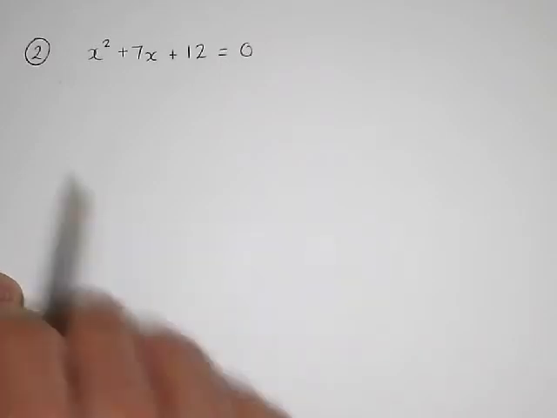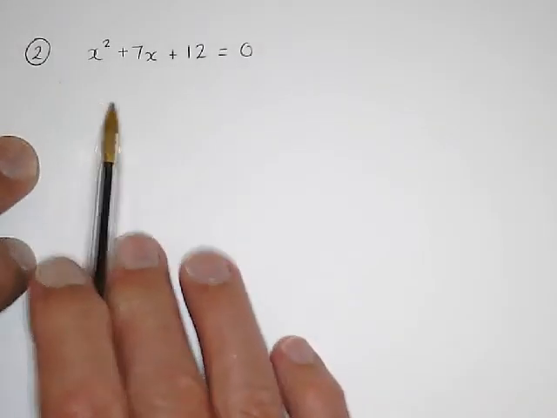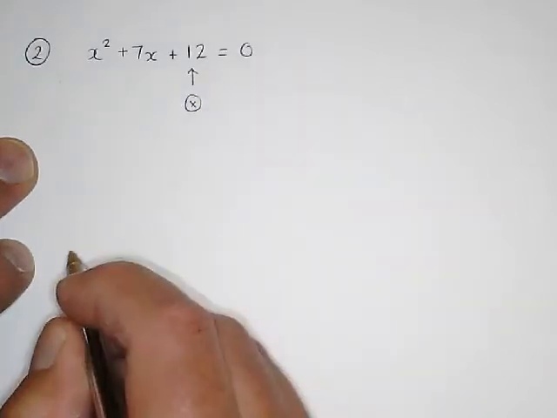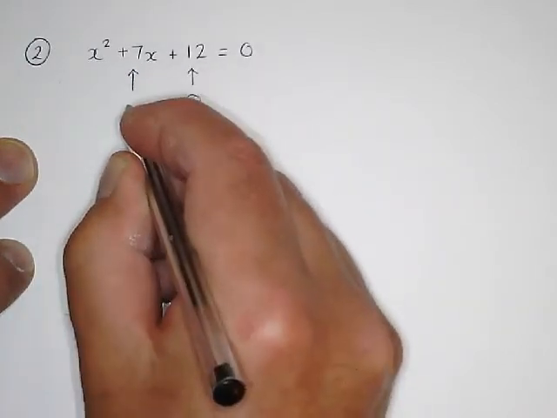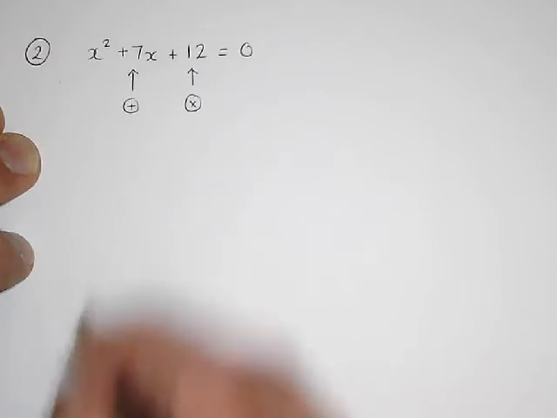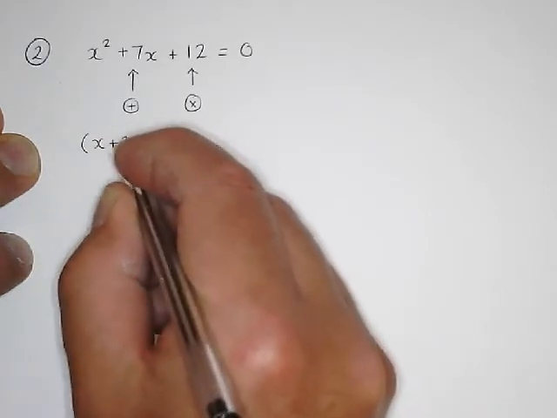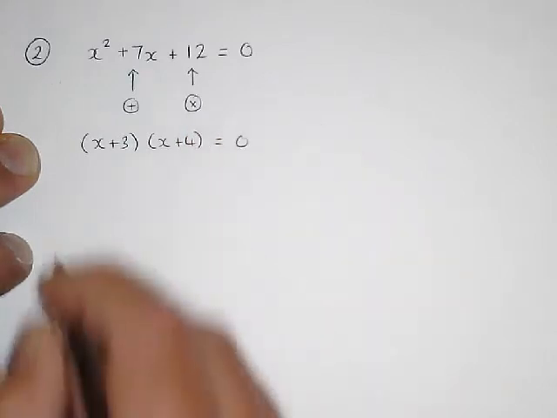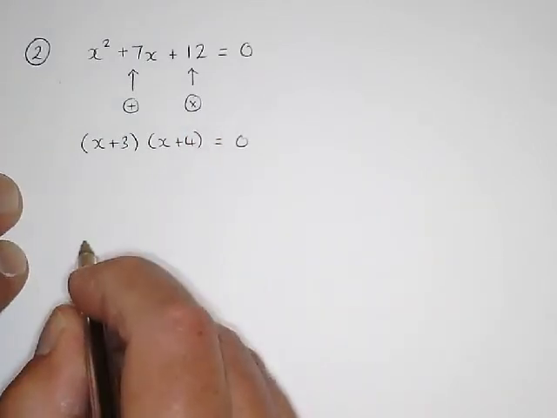Question 2, we've been asked to solve this equation. So what we're looking for is two numbers that multiply to make plus 12, and the same two numbers have to add to make plus 7. And the two numbers we're looking for are a 3 and a 4. So we put those two numbers in our brackets, x plus 3, x plus 4 equals 0, and then we do the either or step.